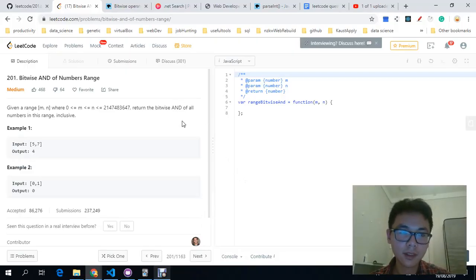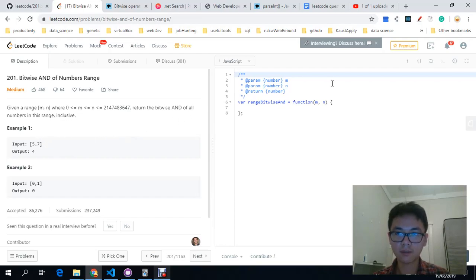Hello, this time we are going to take a look at question 201, Bitwise AND of Numbers Range. In this question, we're given a range [m, n], where m and n are in the range of 0 to 2147483647. I think that's the maximum integer it can get. And we have to return the bitwise AND of all numbers in this range, inclusive.